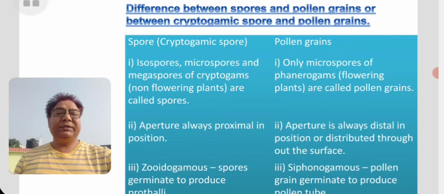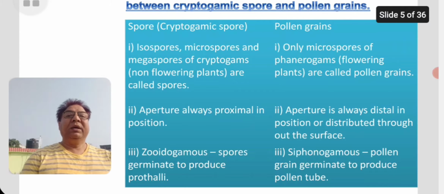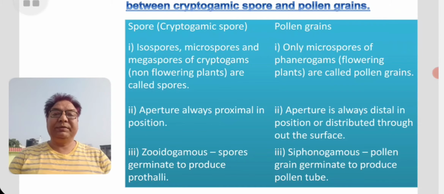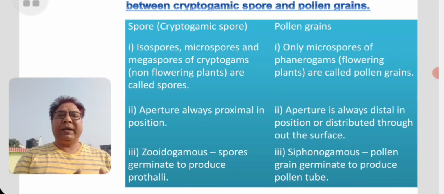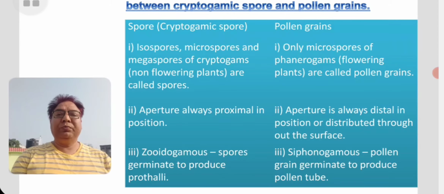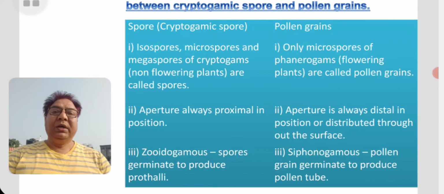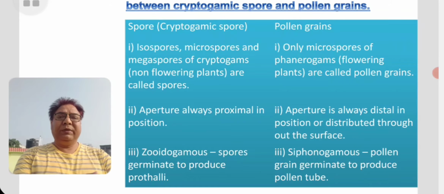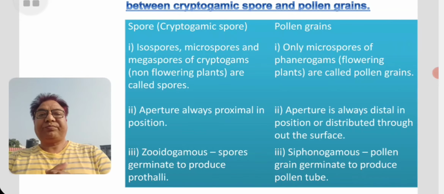And another thing, the mode of fertilization, the fusion of the male and female gametes, is zooidogamous in the case of cryptogams, which means the microspore and the megaspore develop into male and female gametophytes first. These are multicellular gametophytes, where the antheridium and archegonium develop. If they are growing from isosporous spores, they will have both antheridia and archegonia on the same gametophyte.